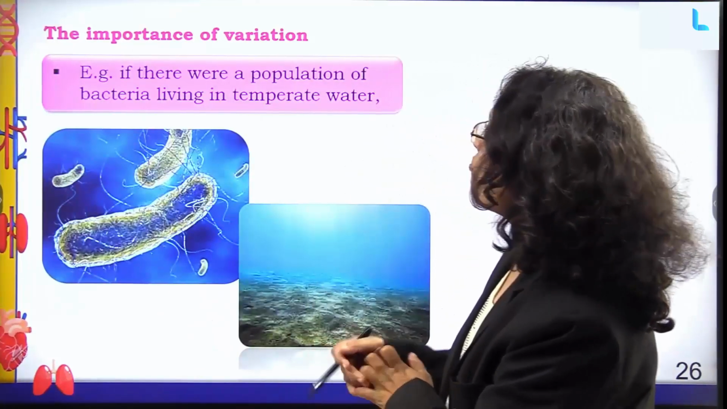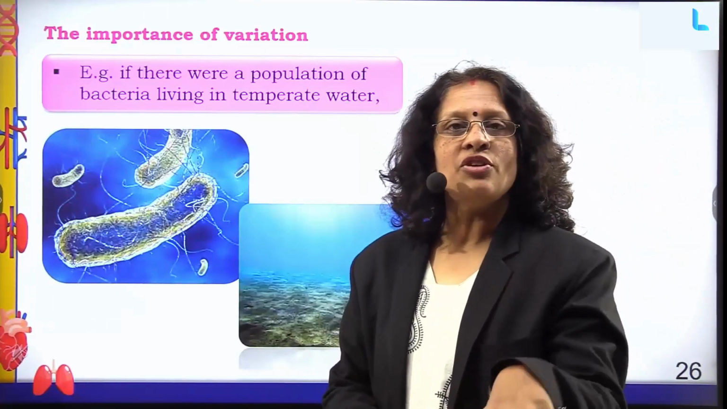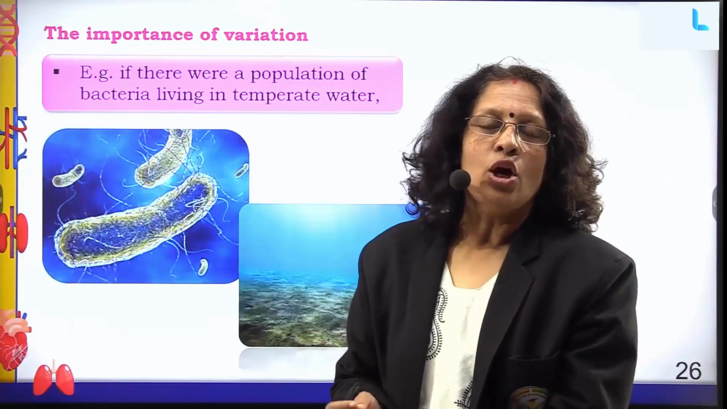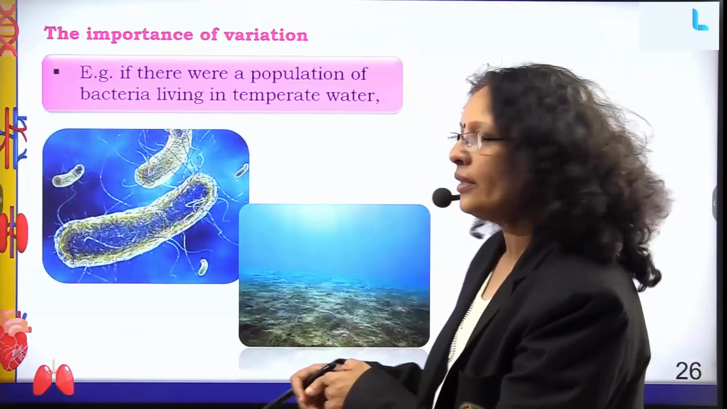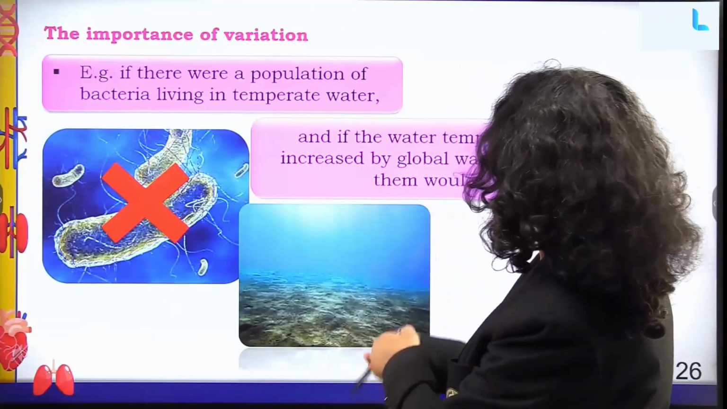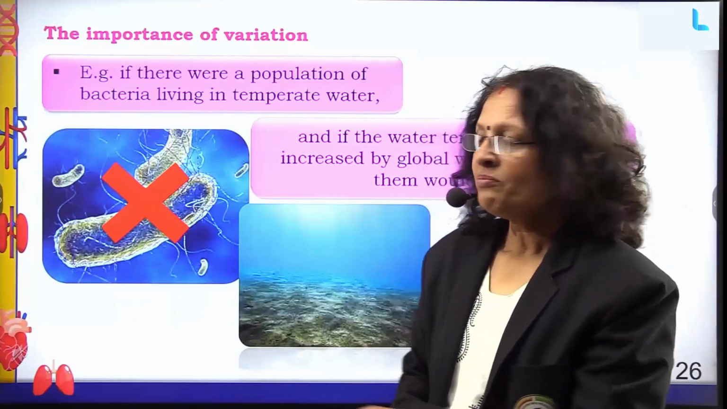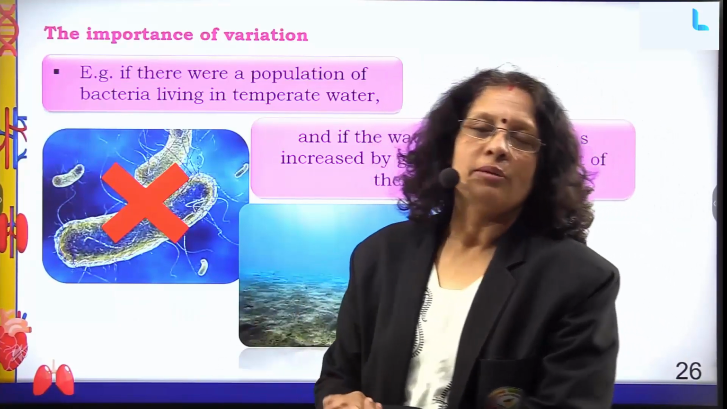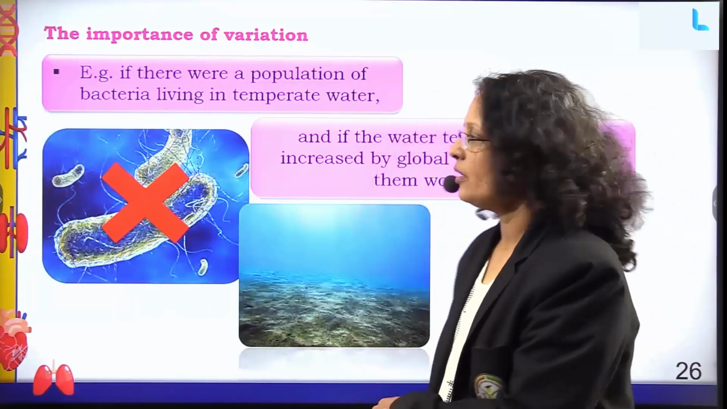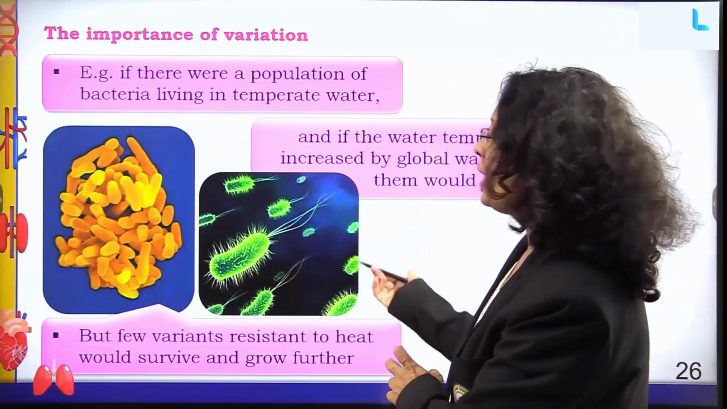Now if there were a population of bacteria living in temperate water, and the water is changed, sometimes they may not survive. If one or two survive, they can take the species ahead; otherwise the species will be extinct. If the water temperature is increased by global warming, most of them will die. That will only happen if the water temperature increases. If one or two can survive, they can take the species ahead. We can see a few variants resistant to heat would survive and grow further.